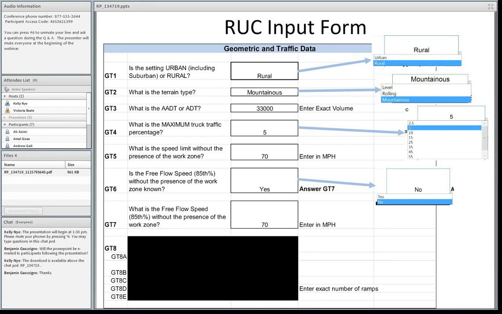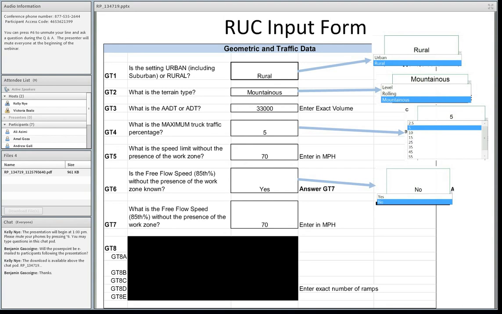The ADT or the AADT, depending upon what data is collected. I tried to design this so that it could be used on a state level, but it could also be used on a more local level or a county level where they might not have traffic volumes for 365 days a year. They might just have it for a week. So you could either enter ADT or AADT. Maximum truck percentage ranges anywhere from 2.5 up to, I believe, 65. And this is the maximum that you would see on that roadway in any given time period. The speed limit without the work zone.